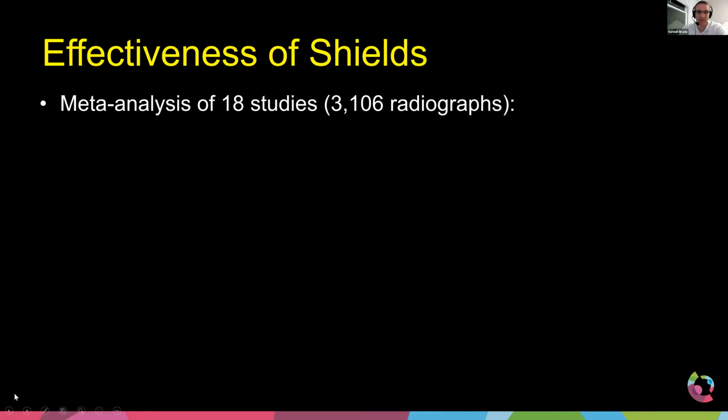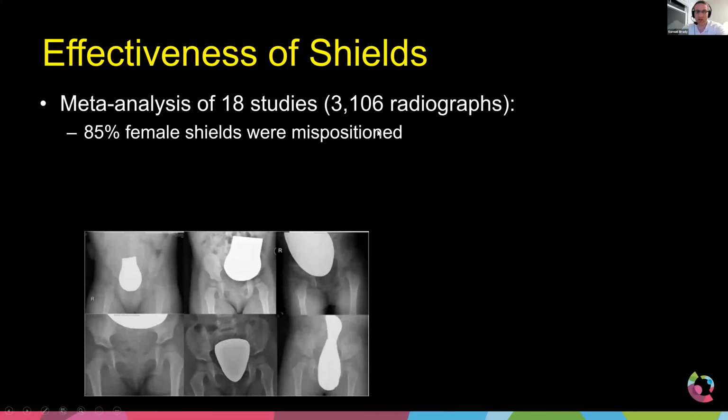on the gonads. So there was a paper that I reviewed, and that paper reviewed 18 other studies. So it's a meta-analysis of 18 studies. They looked at over 3,000 radiographs, and they found that in 85% of these 3,000 radiographs, the gonadal shielding for the female was mispositioned. So this is just an example from that study. You can see that it is relatively difficult to properly place it.